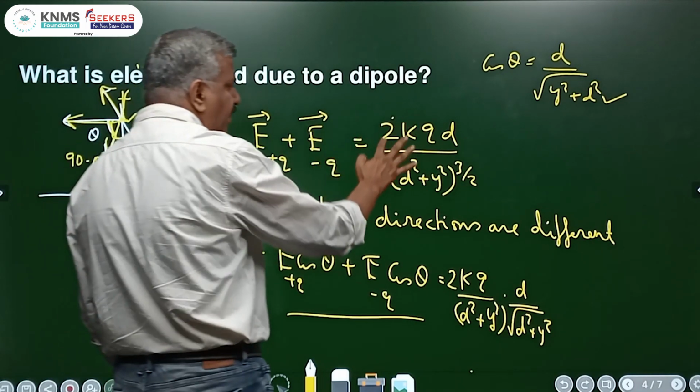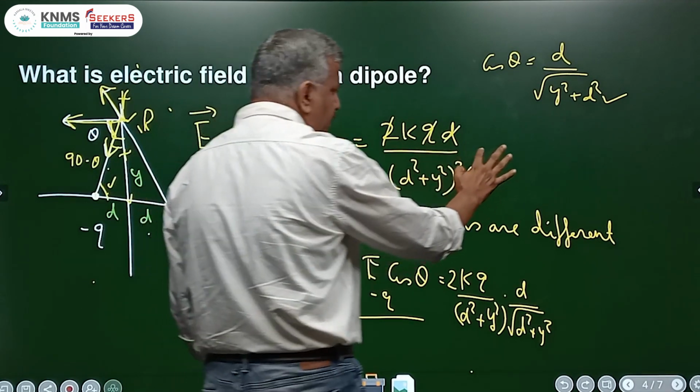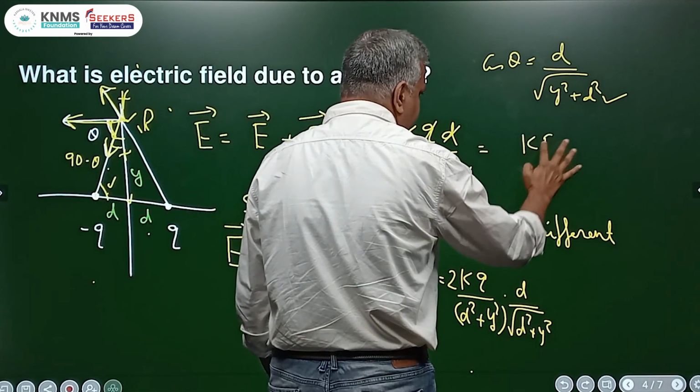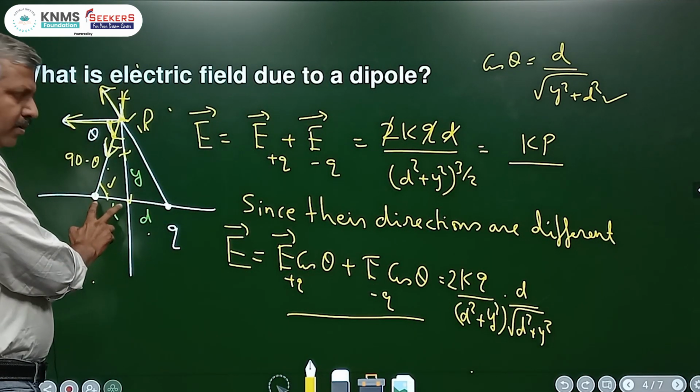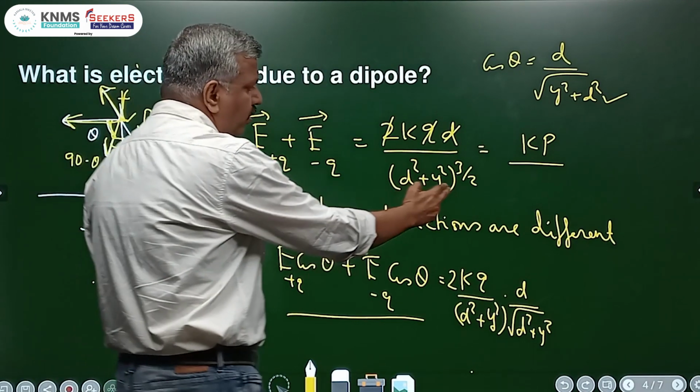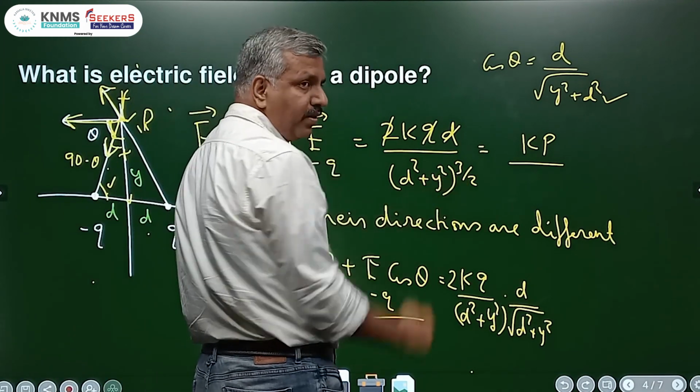Now please understand that 2 times q into d will give you p. So this is kp divided by, now this d is very small. So if d is very small, this whole thing can be approximated to y squared to the power 3 by 2.